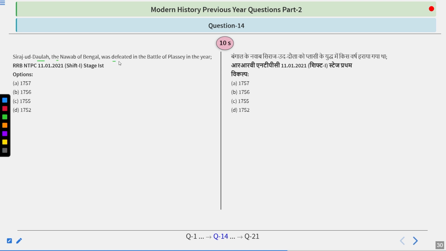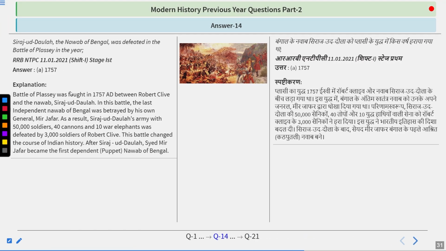Siraj-ud-Daulah, the Nawab of Bengal, was defeated in the Battle of Plassey in the year 1757, 1756, 1755, or 1752. So try to find out the answer, guys. And you're right. The answer is very simple, 1757.